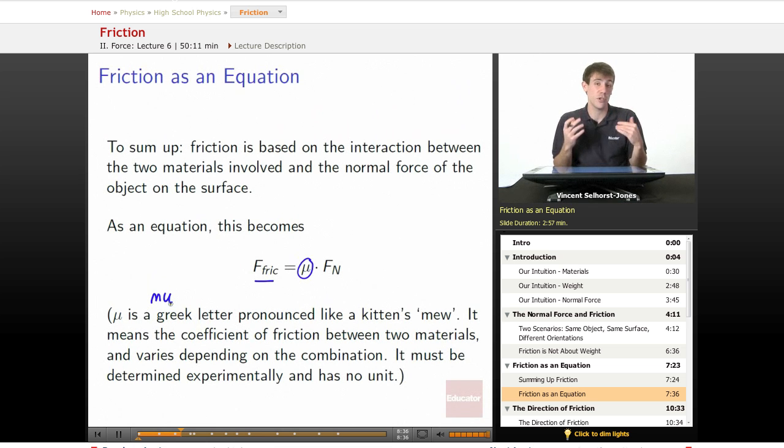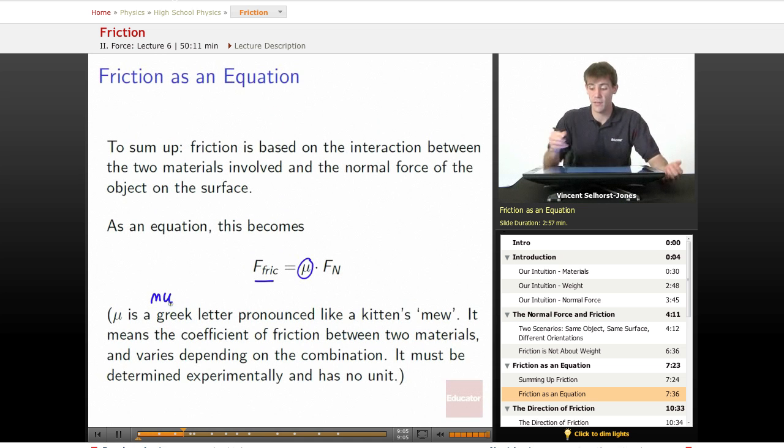So it's basically up to you to figure it out in a lab, or to be able to look it up in a table where it's very, very similar situations to the way you're doing it, or it's given to you precisely in the problem statement. So figuring out mu can be a little difficult, but normally that's what our problems will be about, or it will be given to us in the problem. So once again, going back to the equation, friction's equal to mu, the coefficient that represents the interaction between the two materials, times the normal force, Fn.